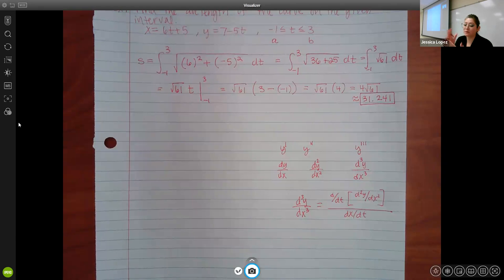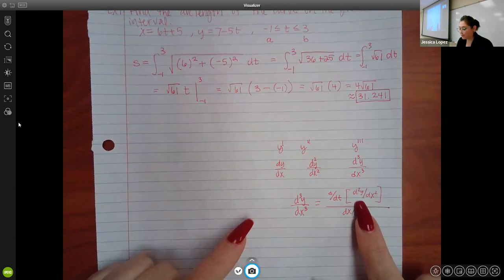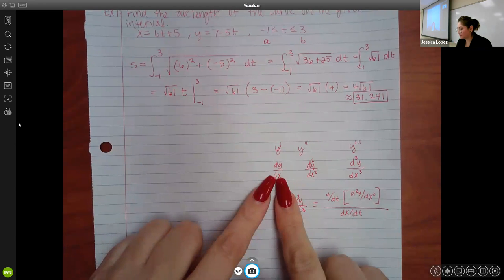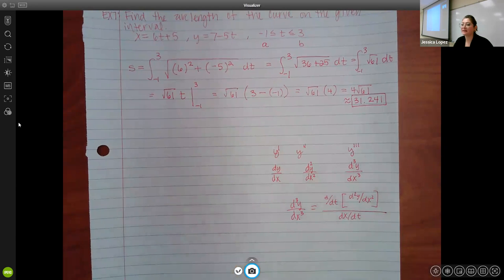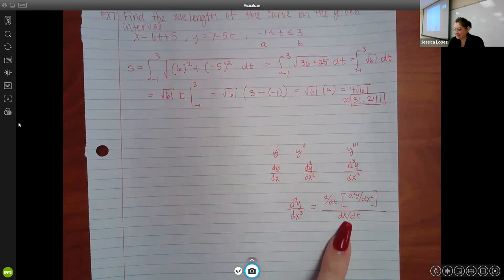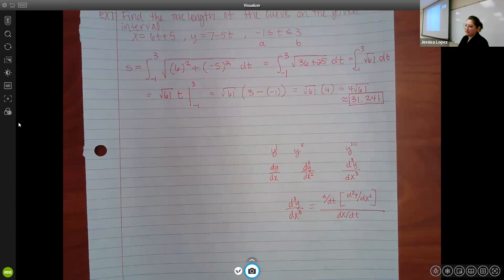But it does have that normal cascading effect with the numerator, right? The numerator you get from taking the derivative of the first derivative, and then the derivative of the second derivative for the third derivative. That's what we're used to in Cal 1. But when you're parametrizing, you always have to divide by dx/dt for all of the second, third, fourth, fifth derivatives. Good question, though.